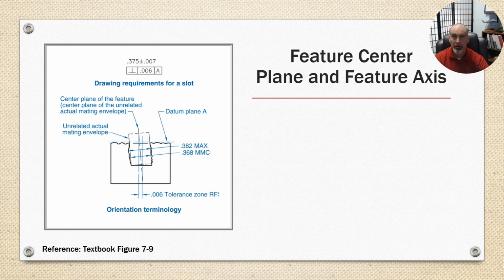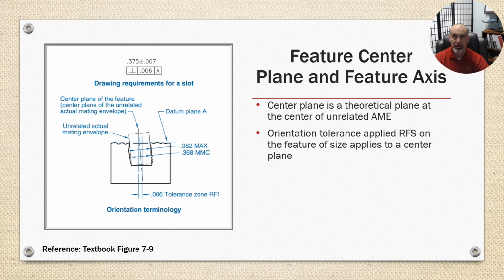A feature center plane and feature axis. The center plane is a theoretical plane at the center of an unrelated AME. Orientation tolerance applied at RFS on the feature of size applies to the center plane. The feature size, theoretically straight line, at the center of the unrelated AME.